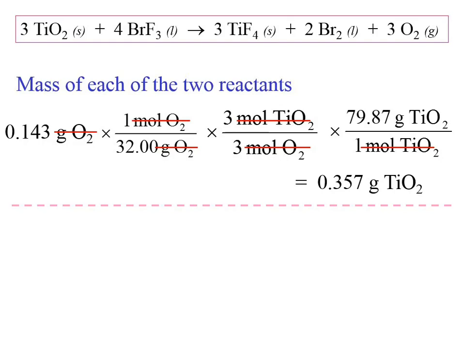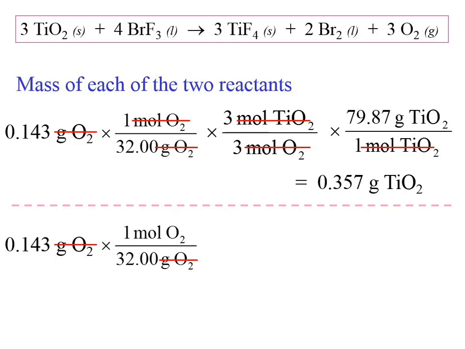So knocking out now the grams of BrF3. Our first 2 terms are going to be the same, and they'll be the same for you when you go to use your problems too. So we use the mass of O2, which was given, 0.143 grams. We use the molar mass of O2, 1 mole of O2 for 32.00 grams of O2, to get to moles of O2, the flipped version of the molar mass.